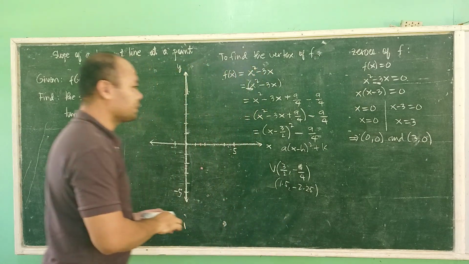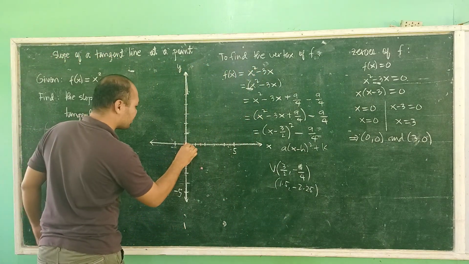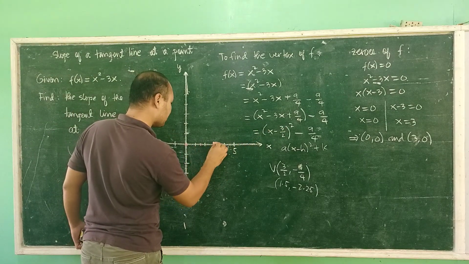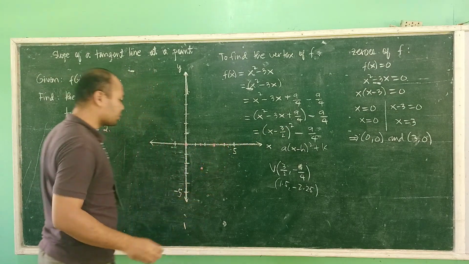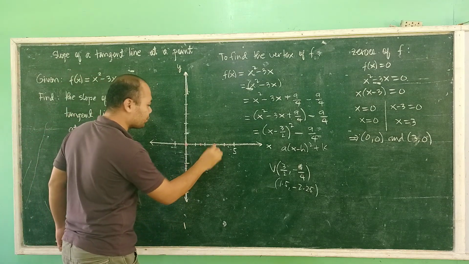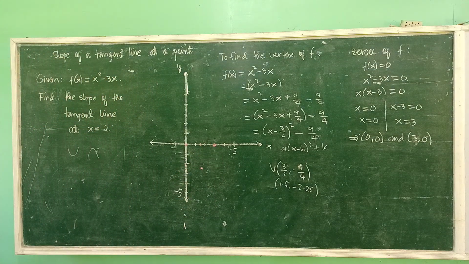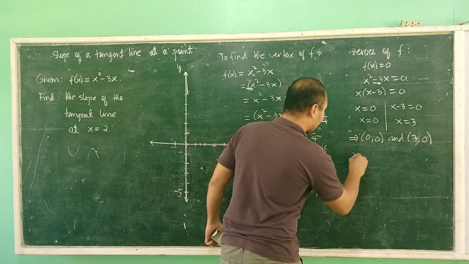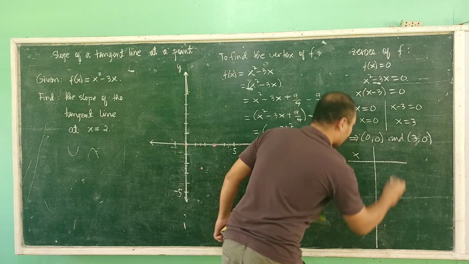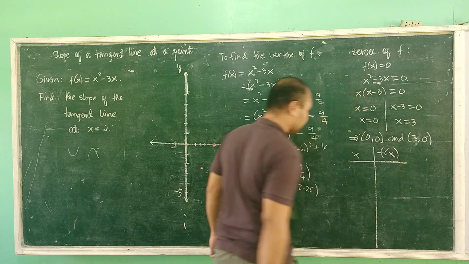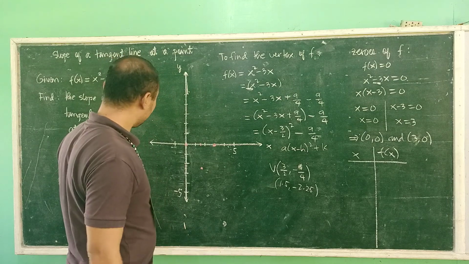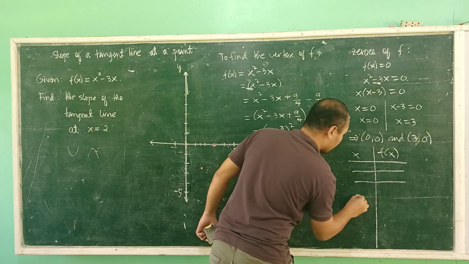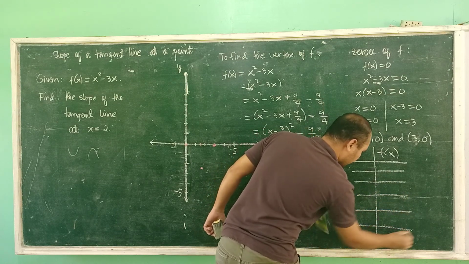So where are these points? This is (0, 0), and that's (3, 0). 1, 2, 3. So somehow we have already visualized the graph. What will these give us? This will help us make a table of values. We have x and then f of x. We just need probably 5 or 6 points.